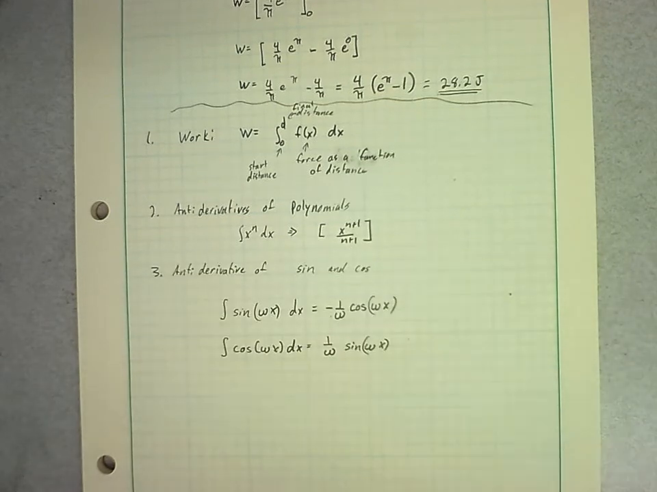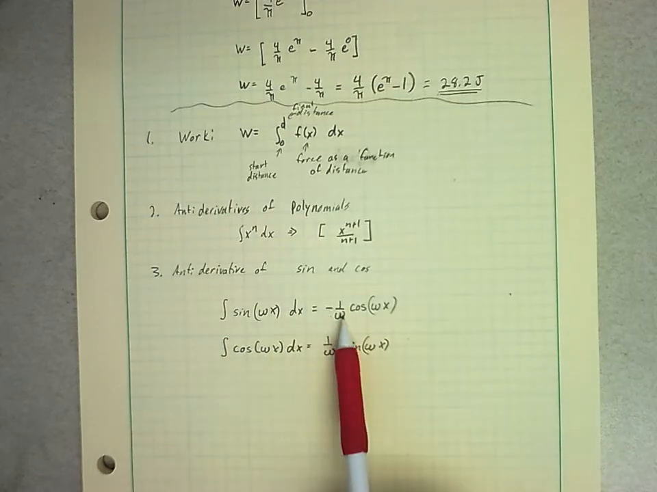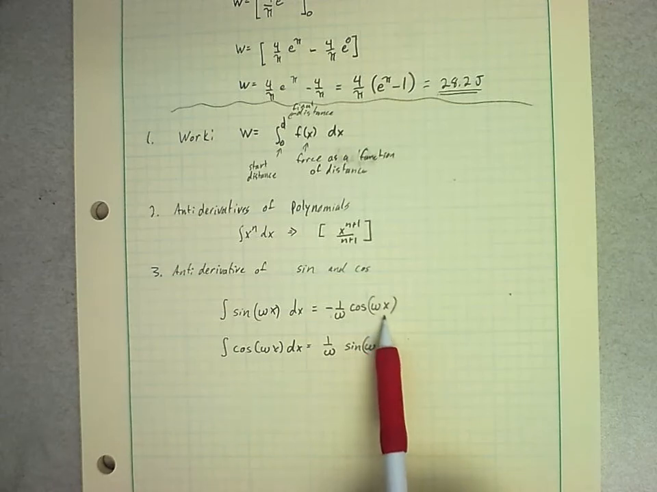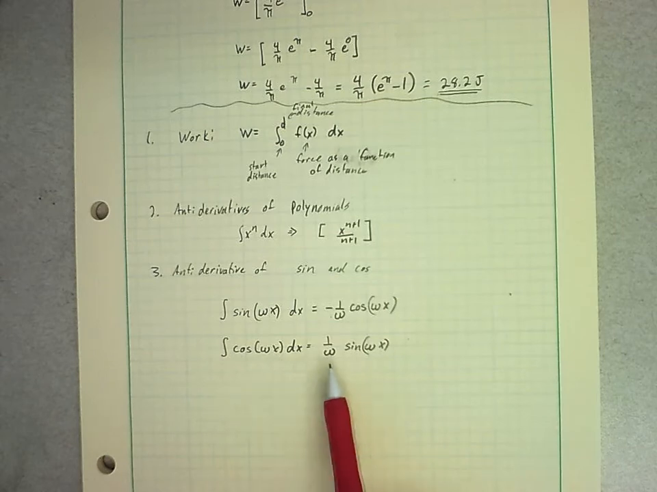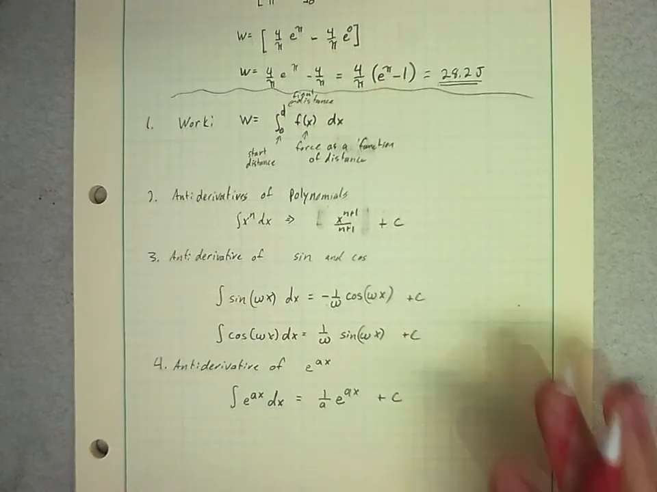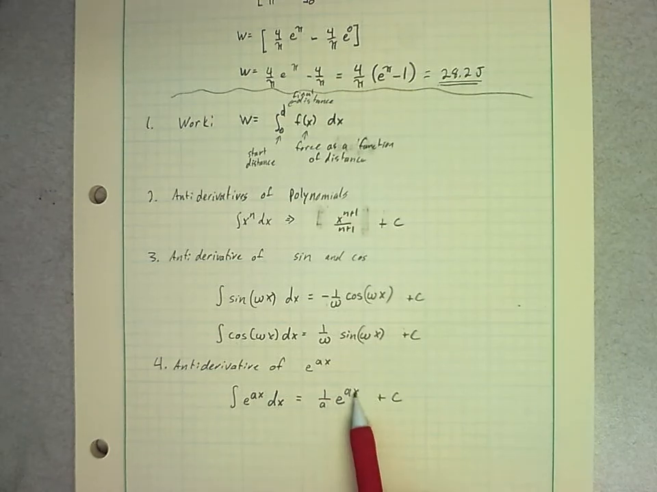The third is to do the antiderivative of sine and cosine. The antiderivative of sine omega x is negative 1 over omega times cosine of omega x. And the antiderivative of cosine omega x is 1 over omega times sine omega x. And the fourth one being the antiderivative of e to the ax. So if we have e raised to a coefficient times x, then the way we get the antiderivative is to keep that coefficient on there and then divide by whatever that coefficient is.